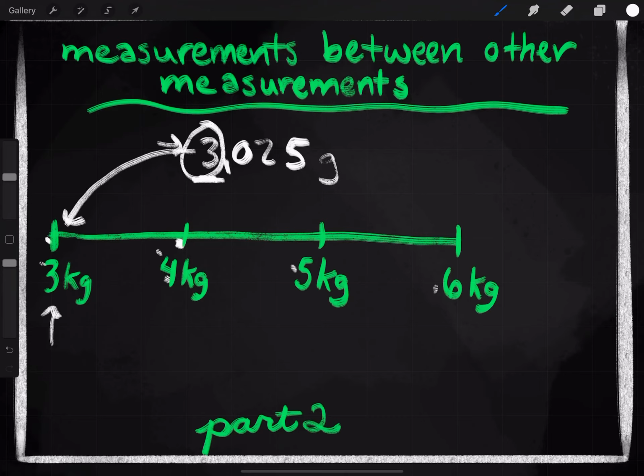And your book might ask you something like, why does the number of thousands tell you the kilograms? They're just looking for you to say, well, because there are 1,000 grams in 1 kilogram. So there are 3 whole kilograms in this number.